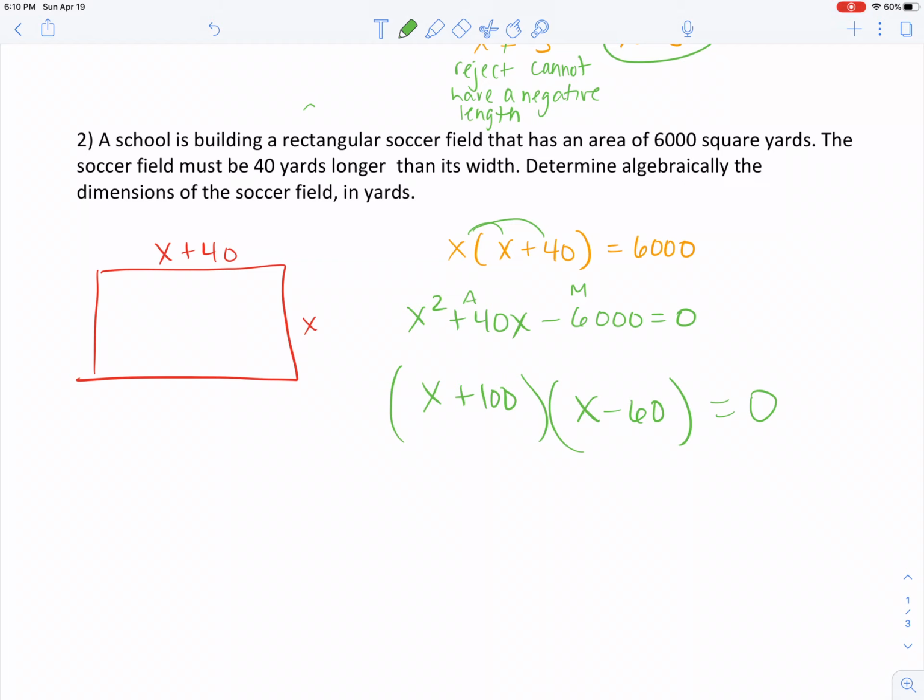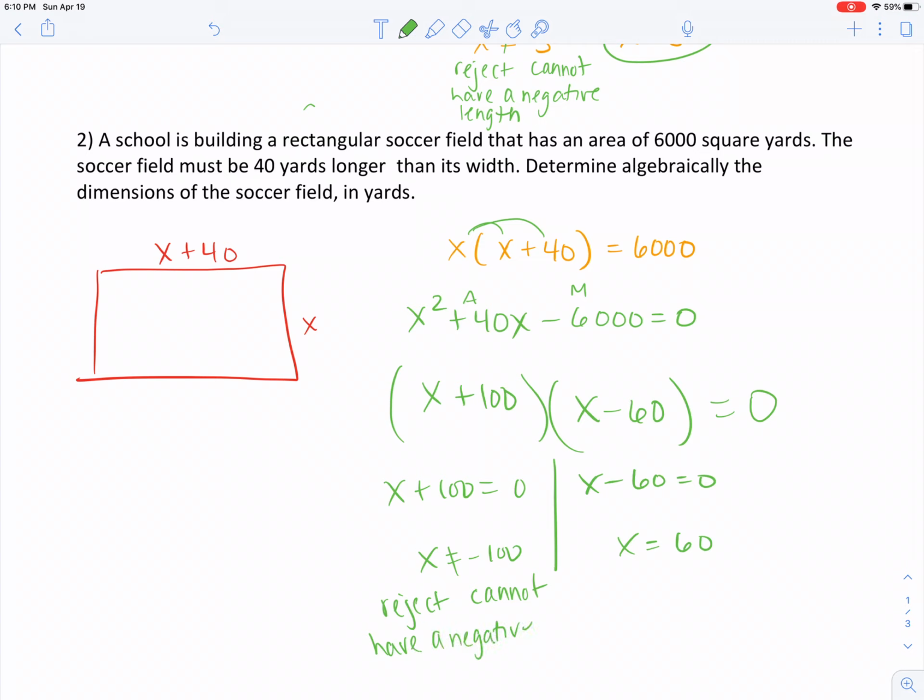So there's my factored version. Set each factor equal to 0. And I get x equals negative 100 and x equals positive 60. So again, since we have dimensions here, length and width, reject. You could write specifically cannot have a negative width, or I'm going to just write cannot have a negative dimension, which would cover length or width, which means that x equals 60 is the only x value.